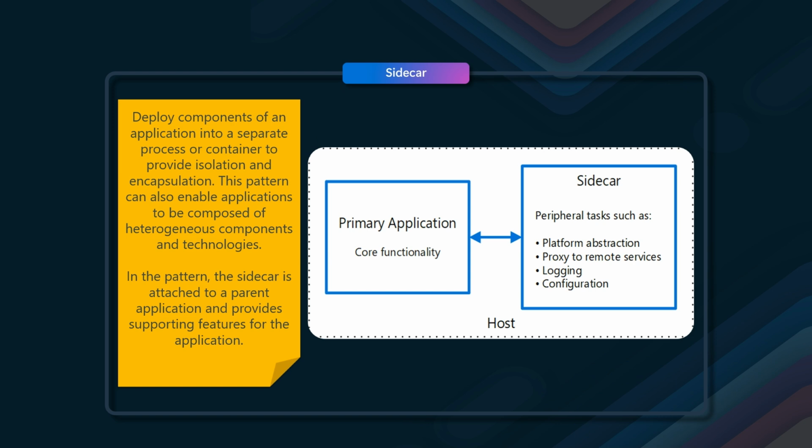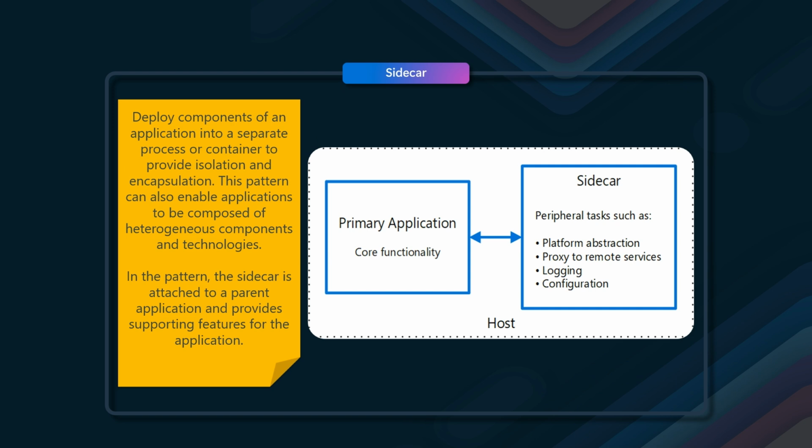The sidecar pattern involves deploying components of an application into a separate process or container to provide isolation and encapsulation. This pattern can be used to enable applications to be composed of heterogeneous components and technologies. This pattern is named sidecar because it resembles a sidecar attached to a motorcycle.